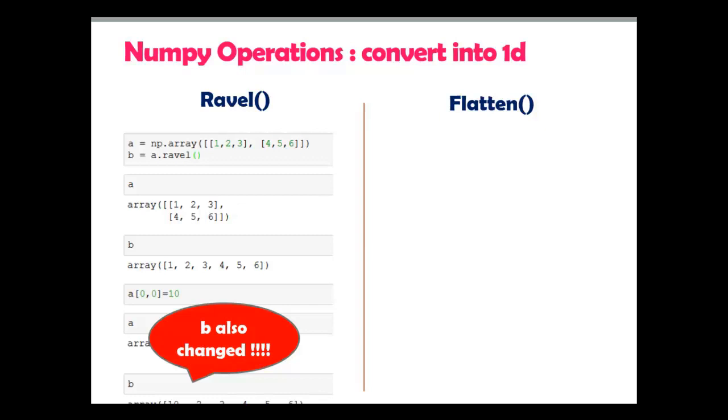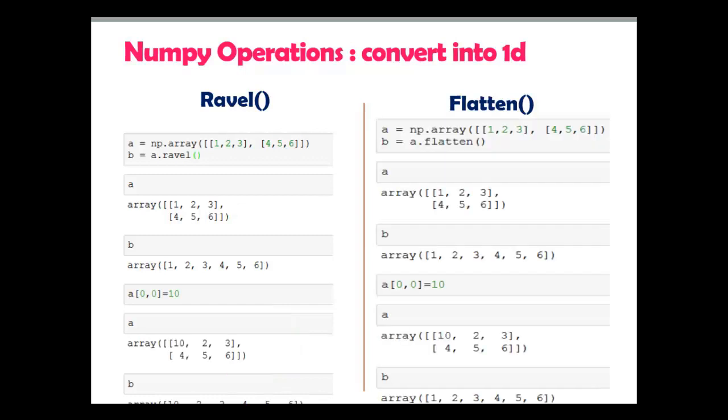Now flatten. So which is the second function, to convert any multi-dimensional array, ND array, to a 1D array. It returns a copy of the original array. Now, you know what you mean by copy. A copy owns the data. Any changes made to the copy will not affect the original array, as you can see over here. B remains as it is if you change any content of A.